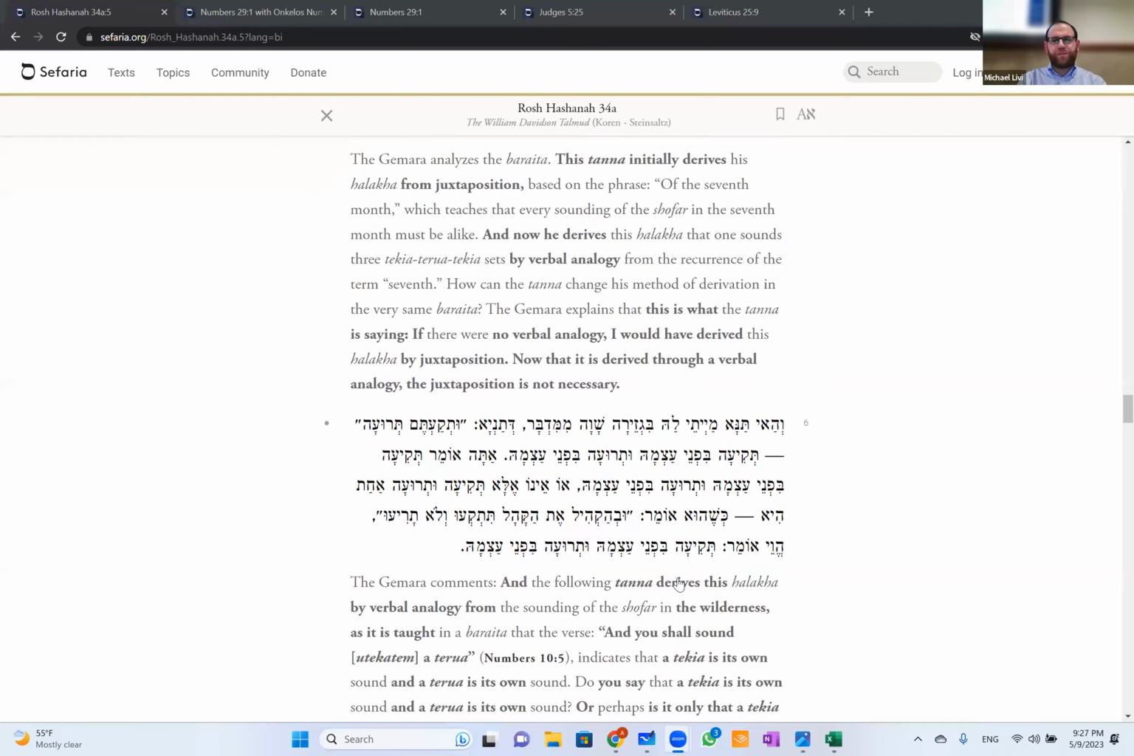Hekesh is saying you put the two concepts next to each other, so you learn one after the other. The gezerah shava is stronger. You have a gezerah shava and you have a hekesh. The Braita first uses hekesh, then says, and I even have a gezerah shava, so I don't even need the hekesh. Okay. Good.